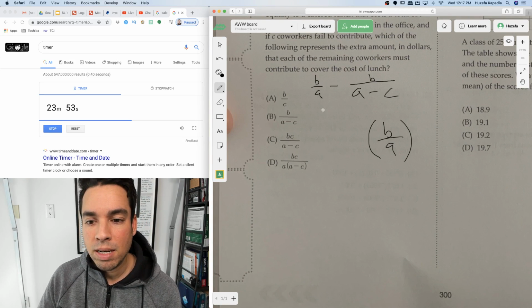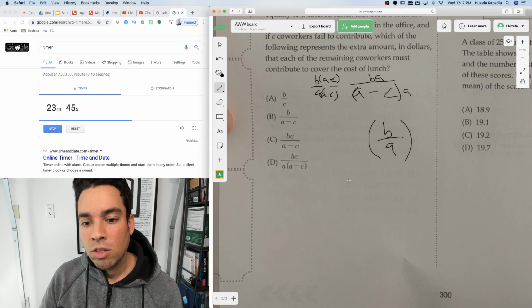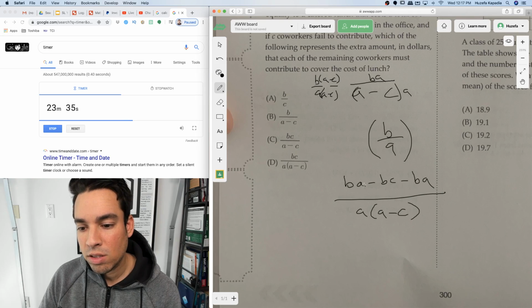So now we need to combine these guys. So I'm going to multiply this by A minus C. Yeah, I didn't understand the question at first. And multiply this guy by A and by A. So then it becomes BA minus BC, minus BA, over A times A minus C. So I'm already feeling like it's the last one. And these guys cancel out. How to get negative BC? I got negative BC over A times A minus C, and they got positive.